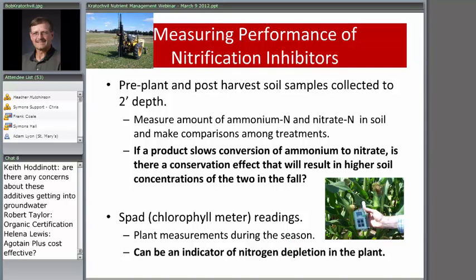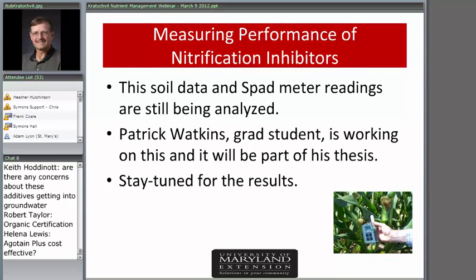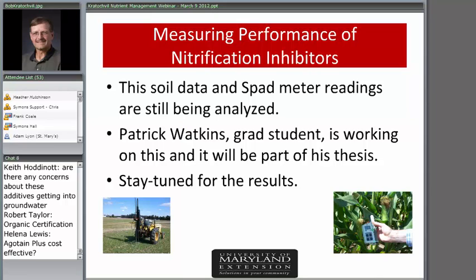Now, at this point in time, we're still analyzing that soil data and SPAD meter reading, so I don't have that information for you, but please do stay tuned for the results. Those should be ready as Patrick Watkins, my grad student, finishes his work here and next year writes his thesis. We will have that data. All right.